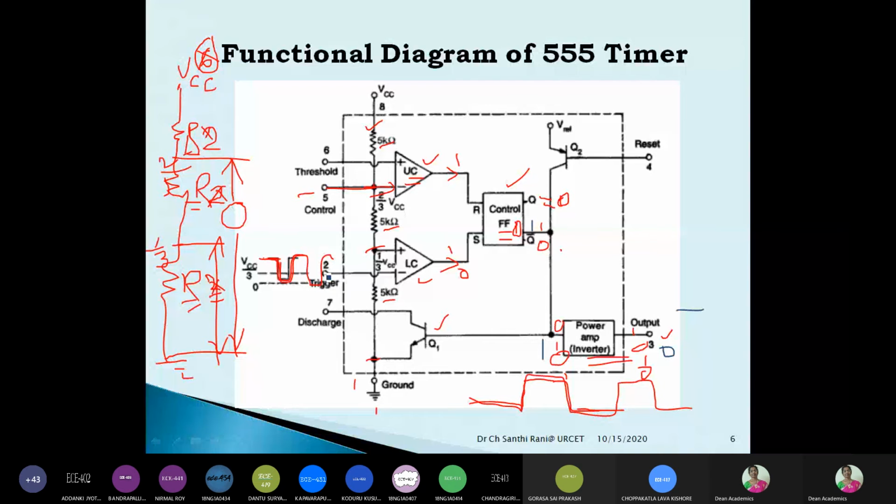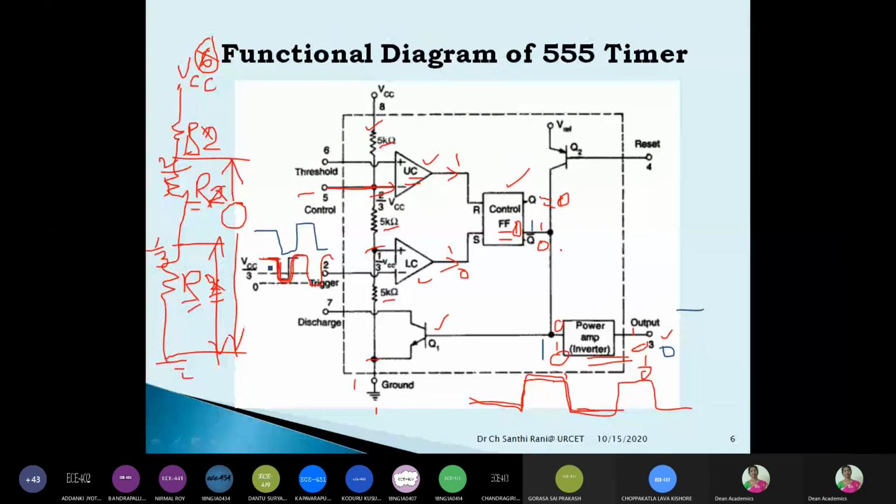that means at the trigger pin. What type of input voltage are you giving? Some negative going pulse, right? That means some maximum value going to 0 and again going to maximum value, going to 0, like that. So a negative going trigger pulse we are applying at pin number 2, right? Now if you observe the DC level at the lower comparator, it is at 1/3 VCC, that means VCC by 3.